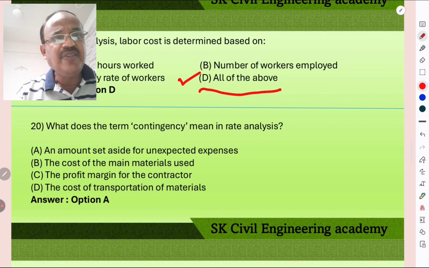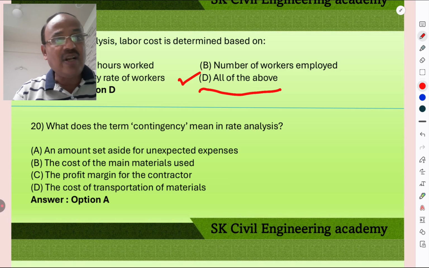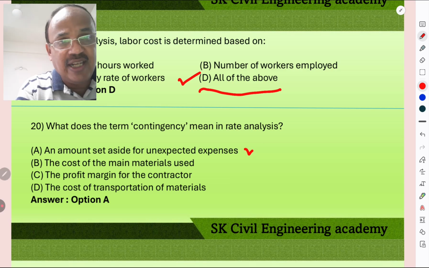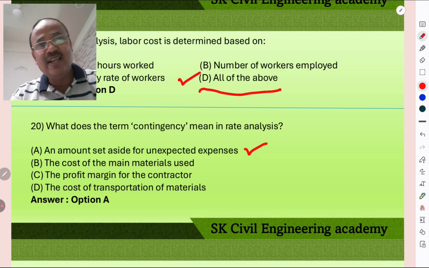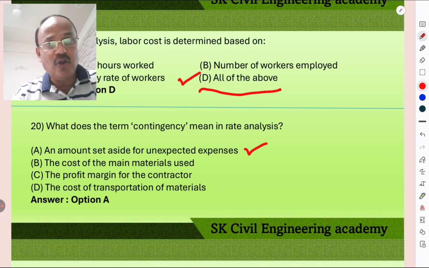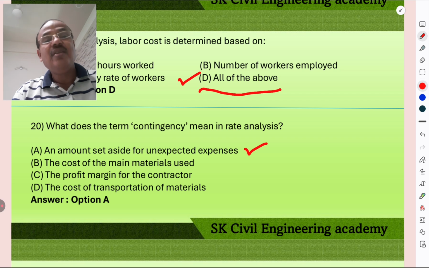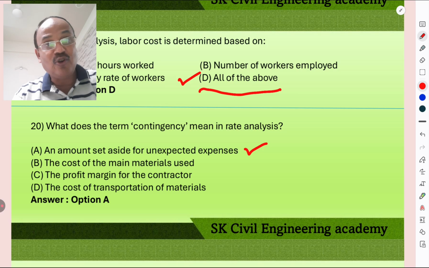What does the term contingency mean in the rate analysis? It is very important. An amount set aside for unexpected expenses. That is very correct answer. We use the vehicle for going to visit the site or to inspect the site. Such a cost is the amount set aside for unexpected expenses. But nowadays there are various government resolutions on using of these contingencies. We have to read all government resolutions and do the work accordingly for contingencies.